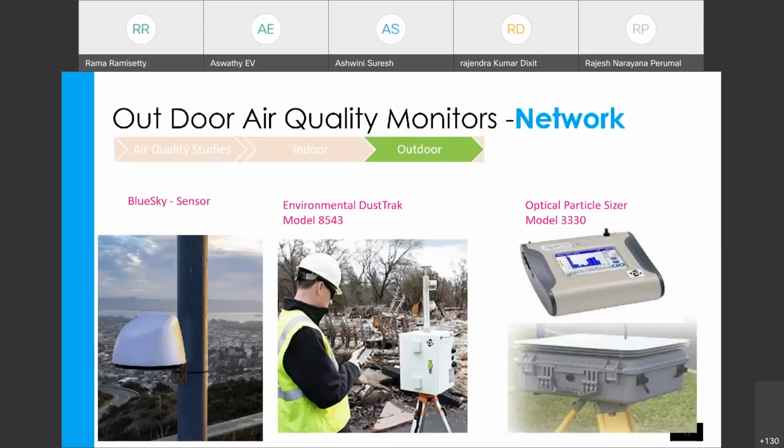Vignesh Bharati, maybe you can unmute yourself and just ask.